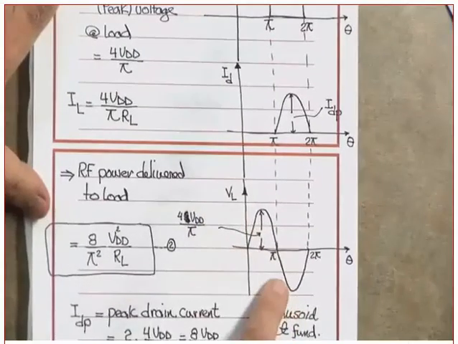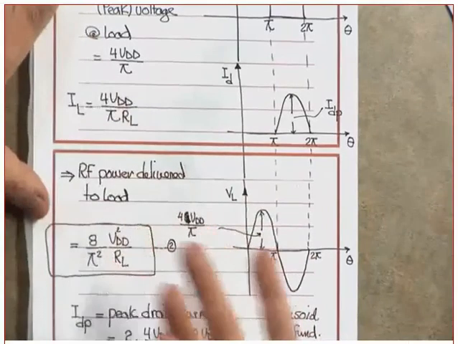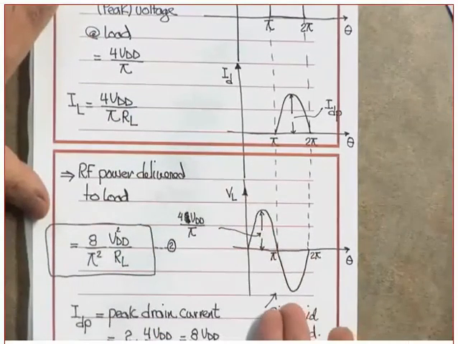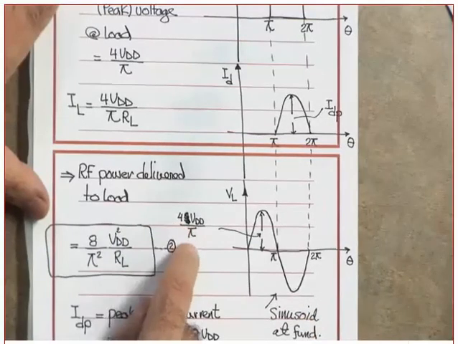Now, why is this one like this? VL, why is it like this? Sine wave, because of the tank circuit. Yes or no? The fundamental, this is VL at the fundamental. Where did this come from? 4 VDD over pi.